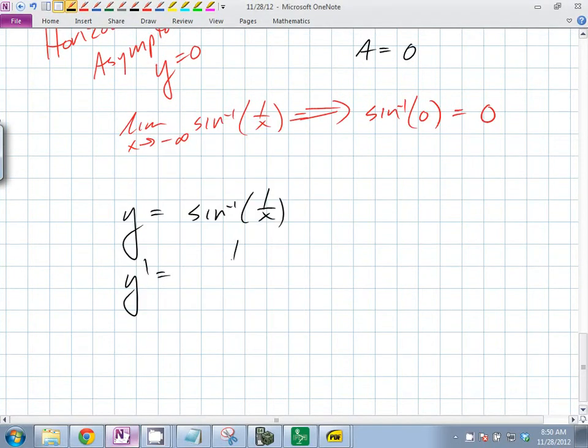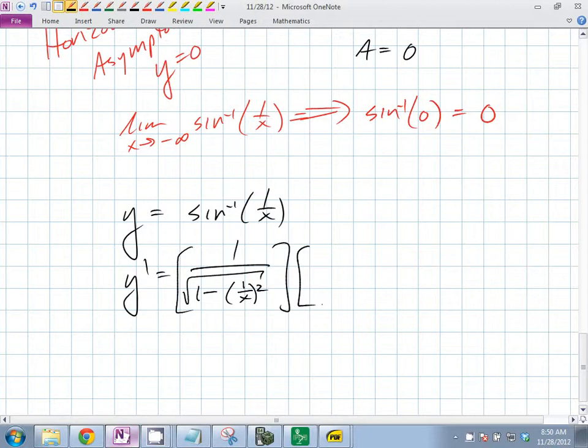Back on. 1 over the square root of 1 over the square root of what? 1 minus x. Not 1 minus x squared in this case. 1 over x squared, because it's not x, it's 1 over x. And then what do I multiply by on the outside? What rule do we have to apply? Chain rule. So it's going to be negative x to the negative 2.